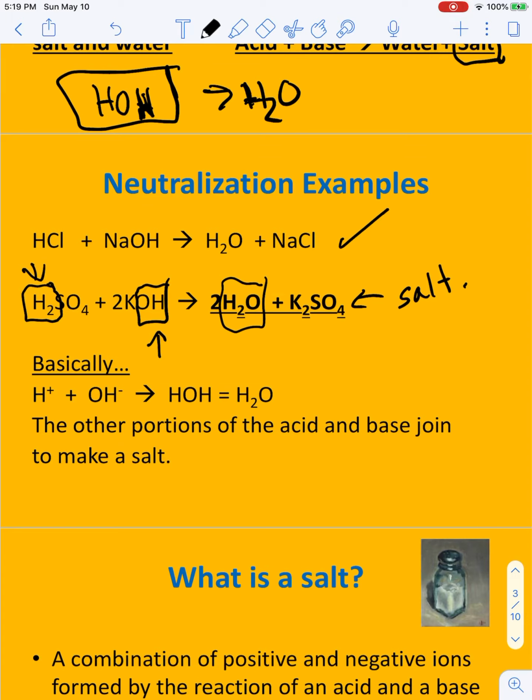Okay. So basically what you have to remember is the hydrogen ions from the acid and the hydroxide ions from the base, they're going to separate themselves from whatever they're combined with, and then they will combine with each other, giving you H2O. Okay, and whatever is left will join together.